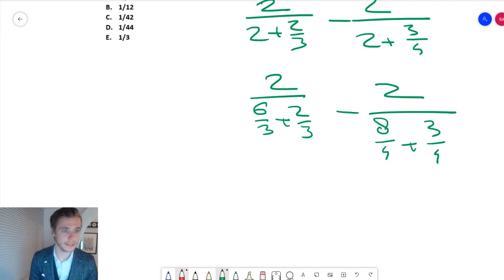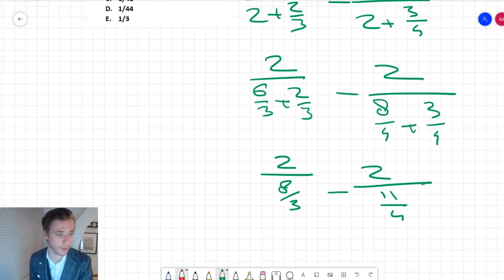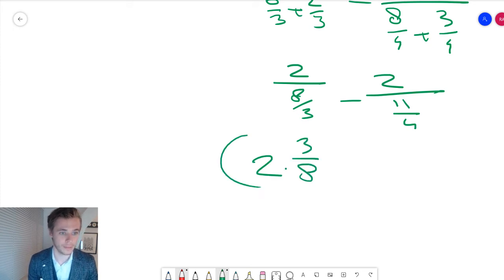Now we can add them. So 2 divided by 8 over 3 minus 2 divided by 11 over 4. And hopefully you still know the really important rule when you divide by a fraction. You can multiply with the reciprocal. So 2 divided by 8 over 3 is the same as 2 times 3 over 8, minus 2 times 4 over 11, since the reciprocal of 11 over 4 is 4 over 11.